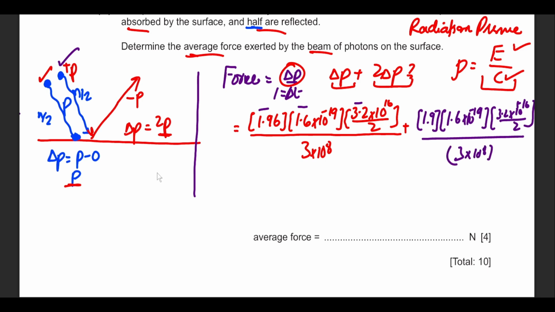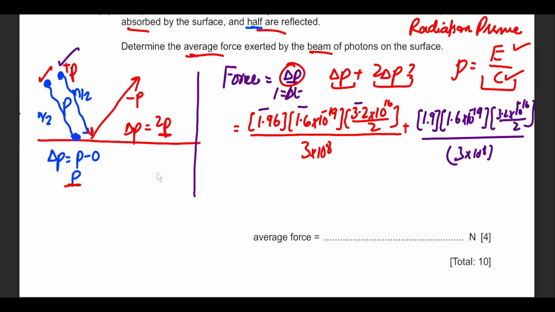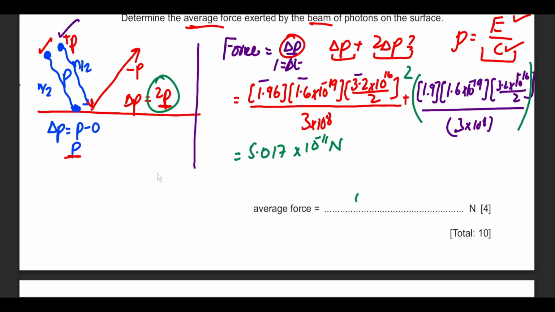Now there's one twist to this. You see, this is momentum for just one stream. This one experienced 2 times the change of momentum. So the whole equation, the whole second part, will be multiplied by 2. So your final force answer comes out as 5.017 into 10 to the power minus 11 newtons. If you solve the whole equation in one go, this is what you will get. But the answer will be 5.0 into 10 to the power minus 11.